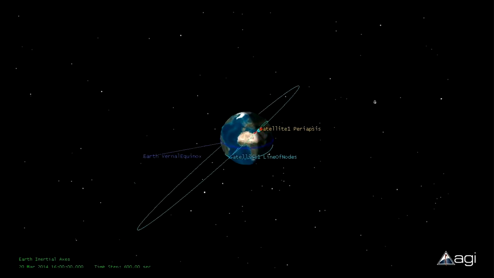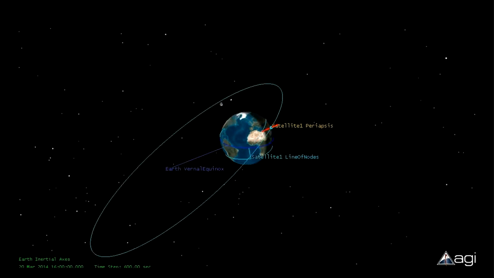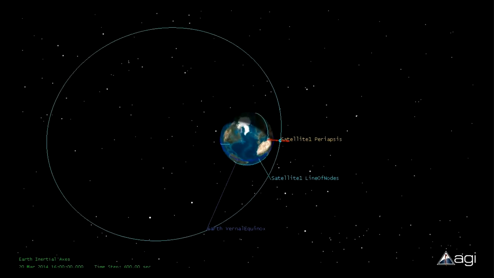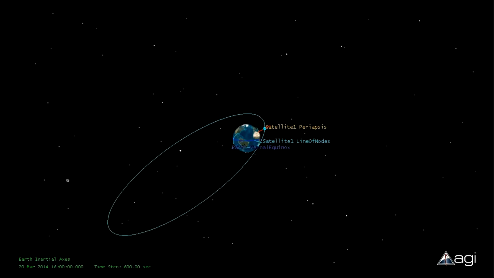Here we've rotated the periapsis point 45 degrees in the plane of the ellipse. The satellite crosses the equatorial plane on the ascending side at the point labeled line of nodes. The periapsis point is rotated 4 pi radians from this point. The line of nodes is also rotated 4 pi radians from the Earth vernal equinox point. And the ellipse is rotated 4 pi radians around the line of nodes line. Those are the 3 rotations.